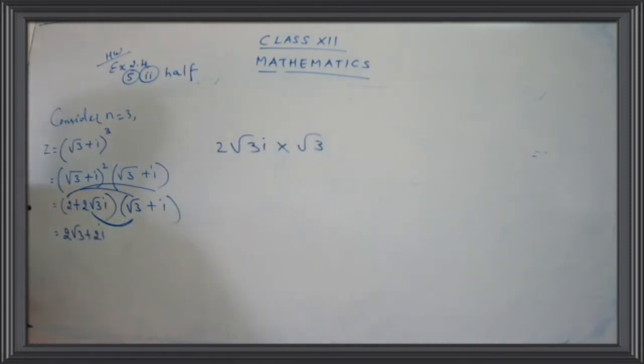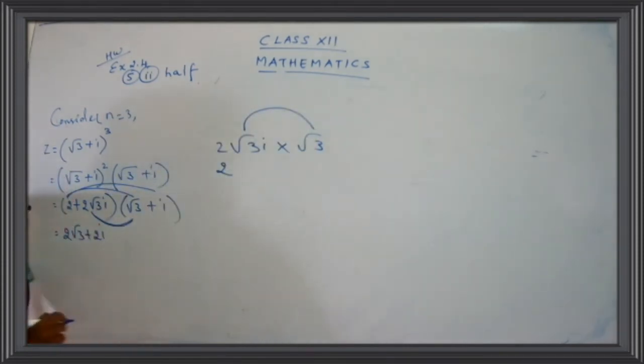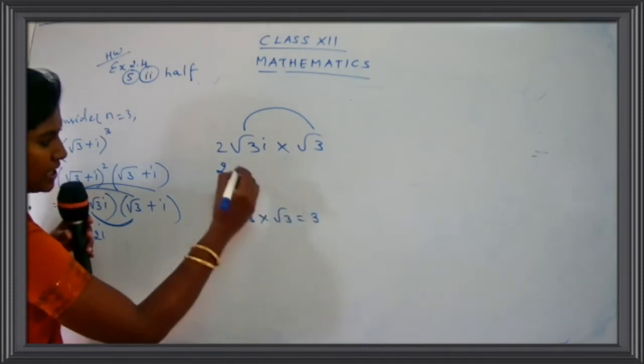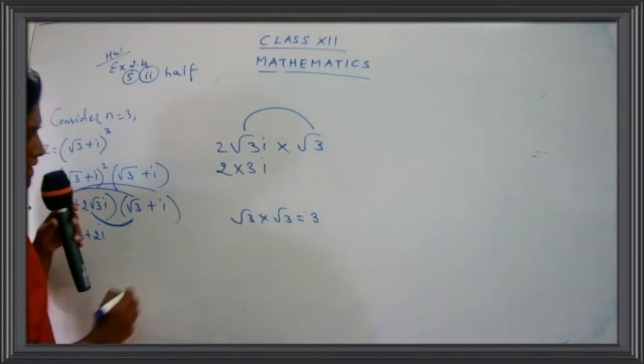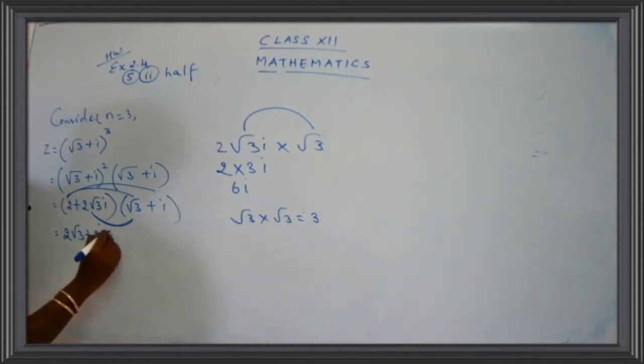Yes, children? So what are you going to multiply? 2 root 3i into root 3. Okay. So 2, I know the value for root 3. What is the answer for root 3 into root 3? It's 3. Yeah. 2 into 3 into i. So what is the answer? 6i. So put here plus 6i.